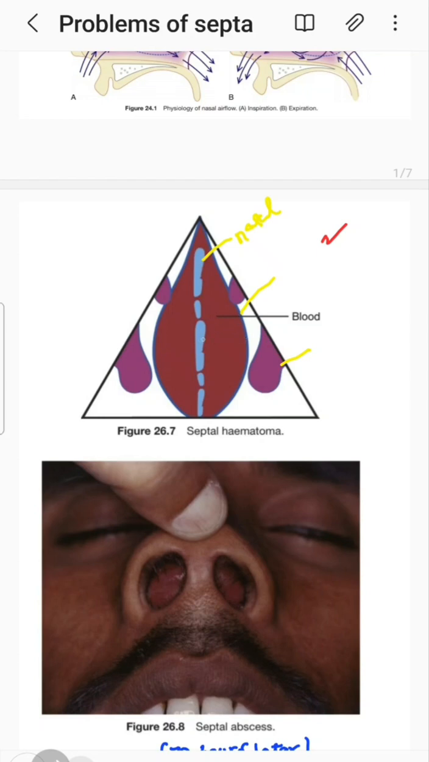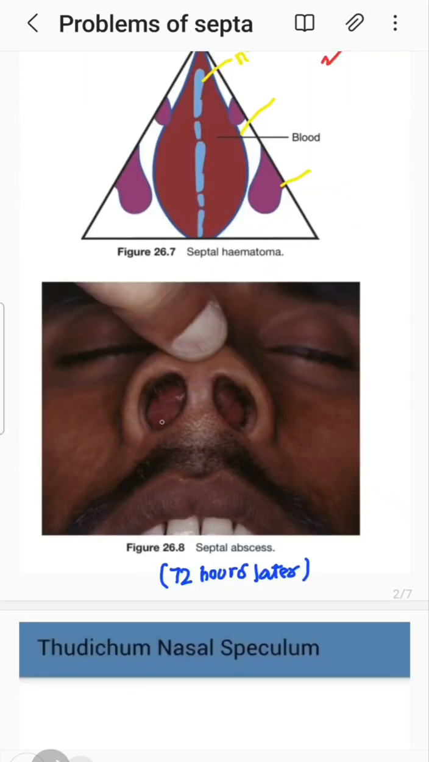Now this cartilaginous part of the septum cannot have its blood supply from the mucoperichondrium, and later that can lead to necrosis or fibrosis of the nasal septum. There can be thickening of the nasal septum, and if the septal hematoma is not drained within 72 hours, a secondary infection can supervene. And the secondary infection is basically the proliferation of bacteria in the blood, which is basically called a septal abscess.